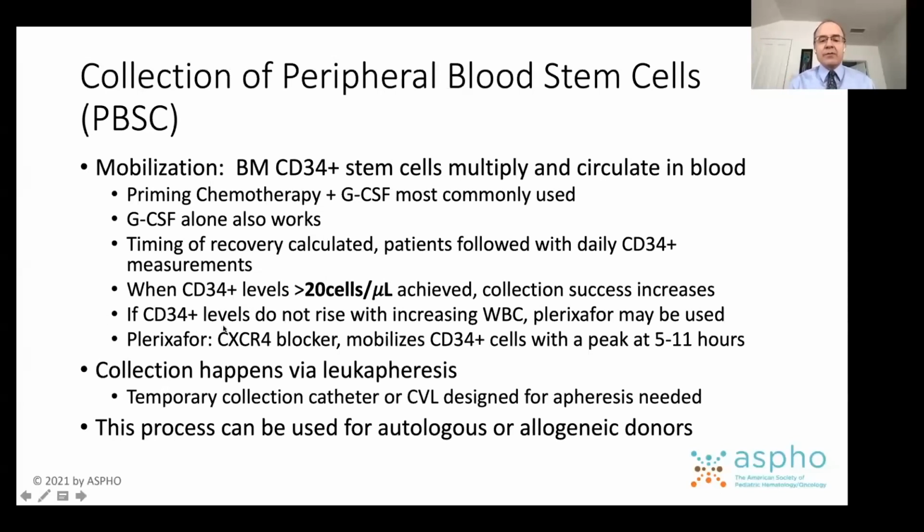Now, sometimes our CD34 levels do not rise appropriately, and we have something called a CXCR4 blocker. Plerixafor is the other name for it, which can cause release of those cells from the bone marrow and circulating, but it's timed. In other words, you get release that peaks somewhere between 5 and 11 hours later. So oftentimes you have to give your Plerixafor dose right before bed, or sometimes even very early in the morning for a collection that happens a little bit later that day.